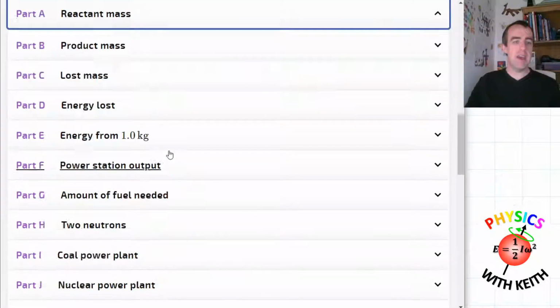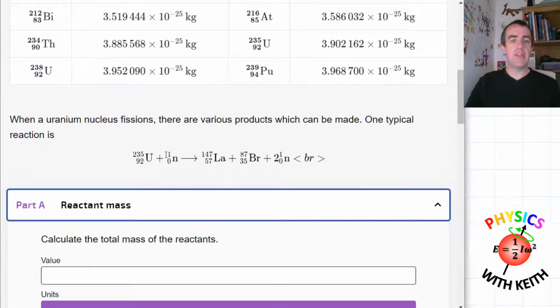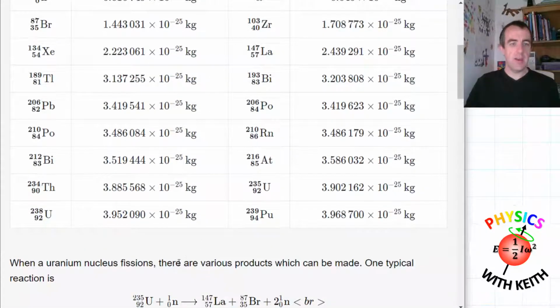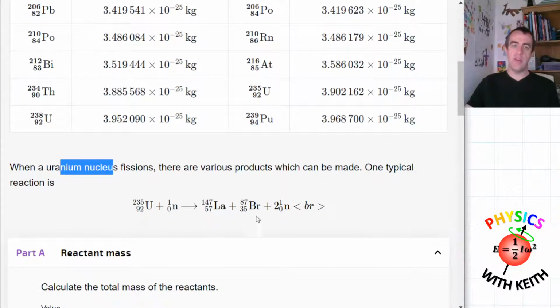So reactant mass. The reactants are the bits that go into the reaction. So that's your uranium-235 nucleus and your neutron. And this talks about the uranium nucleus here. So electrons don't factor into this. Nowhere in this reaction are there electrons.